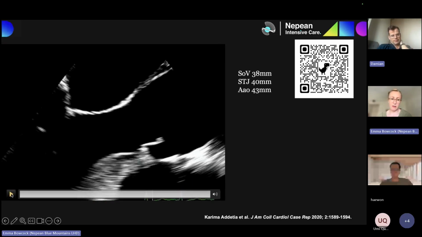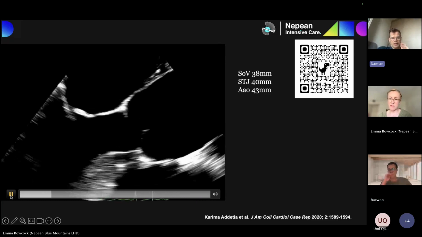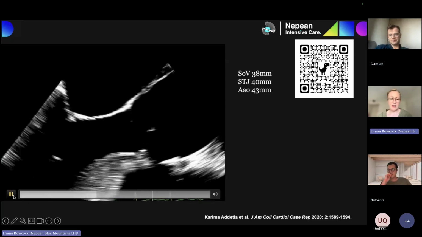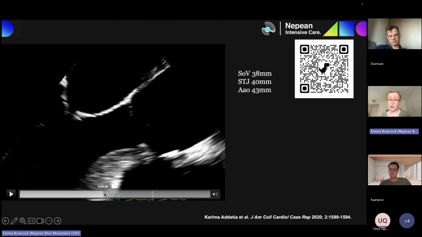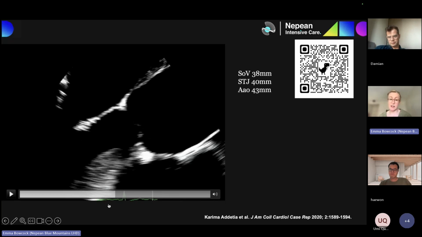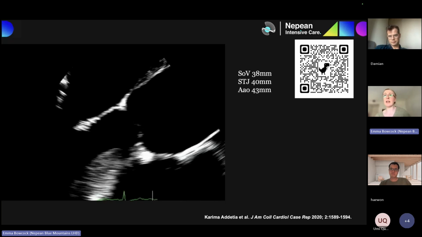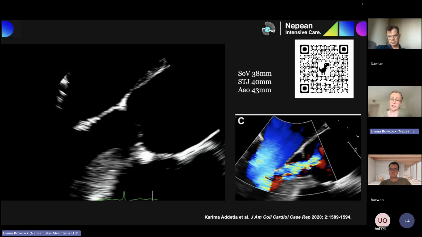Yeah, so you would just see a central jet, I guess. Yeah, nice. And that's what you'd be expecting. So if you went down and saw this 2D image, you'd think, no, that looks dilated, let me measure it out and put some color on and see if it's a central jet. And sometimes you still get eccentric jets, depending on the exact coaptation of the cusps. But generally these tend to be more central jets.